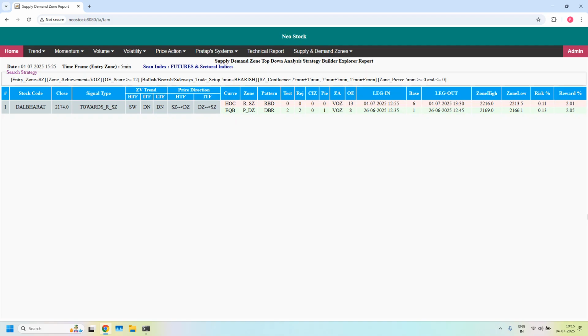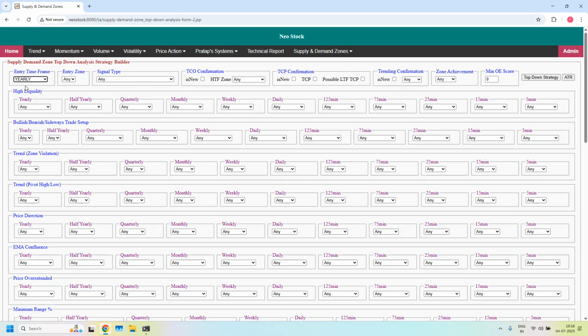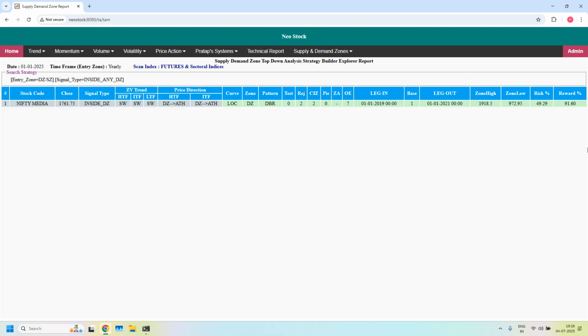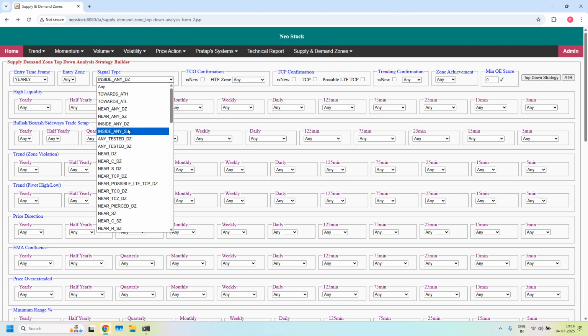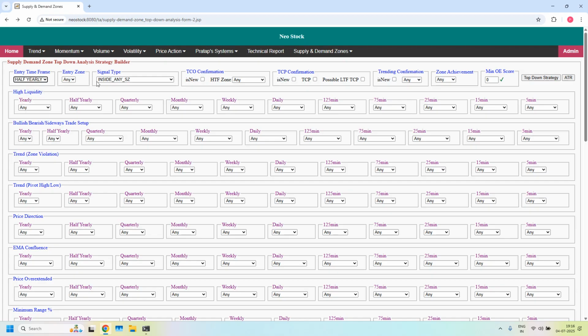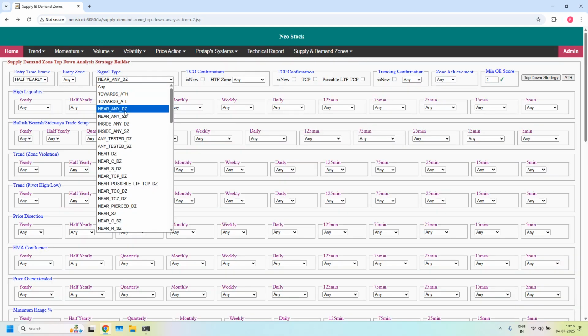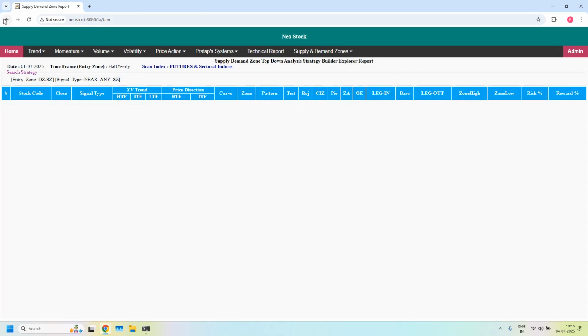Next we will generate finding the stocks near demand and supply zones and also price closed inside demand and supply zones for weekly and above time frames. Let us generate. Starting with yearly time frame, price closed inside the yearly demand zone, we got one stock. Next, price closed inside the yearly supply zone, we don't have any stocks. Next time frame, half yearly, stocks near half yearly demand zone, no stocks. Stocks near half yearly supply zone, also no stocks.